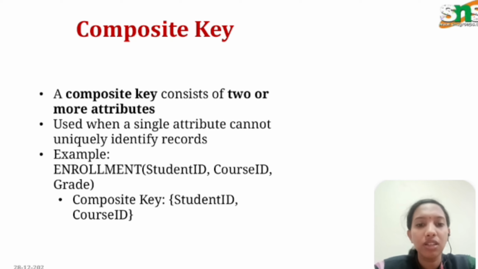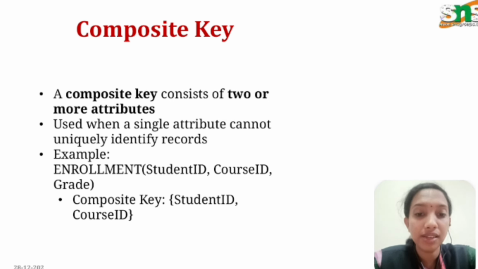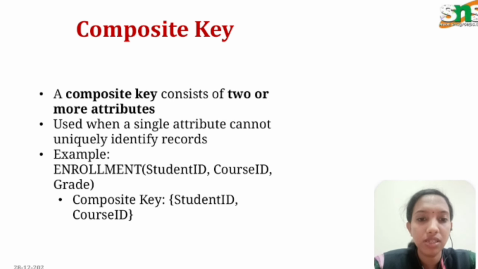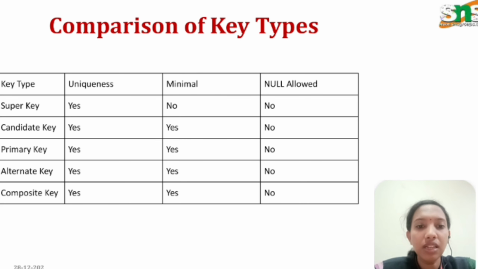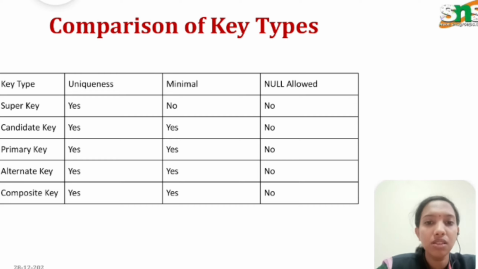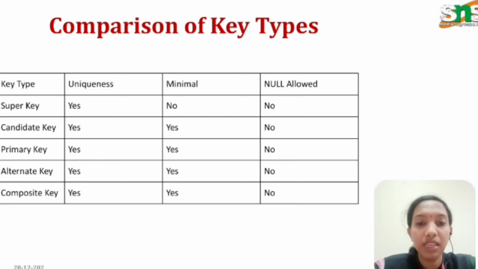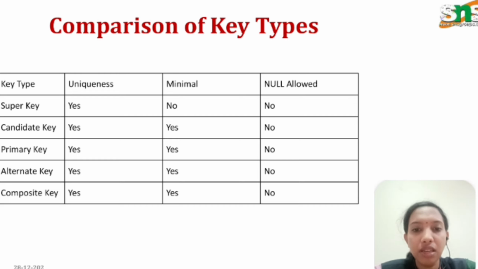Then next is the composite key. A composite key consists of two or more attributes, used when a single attribute cannot uniquely identify records. For example, we consider a table enrollment with student id, course id and grade. The composite key is student id and course id. Then this is a comparison of key types: super key, candidate key, primary key, alternate key, composite key.